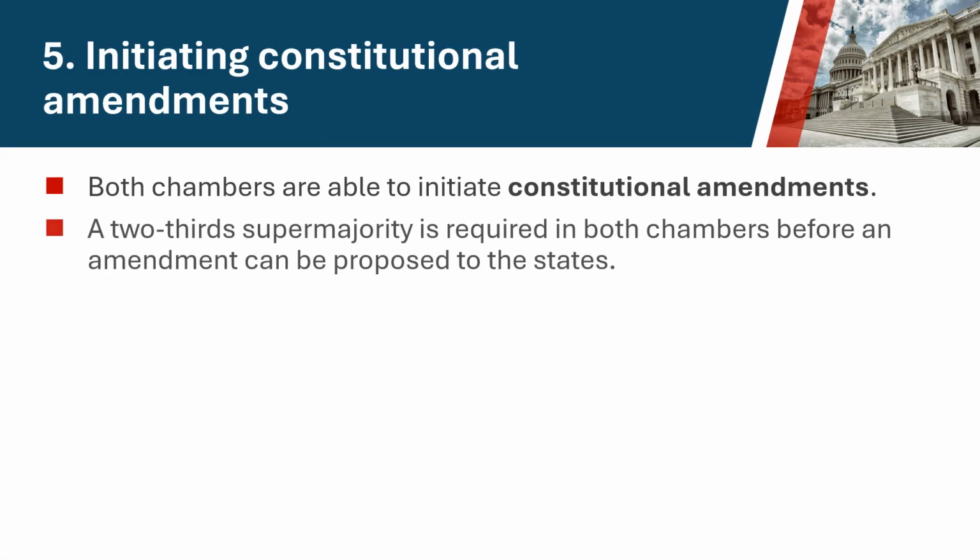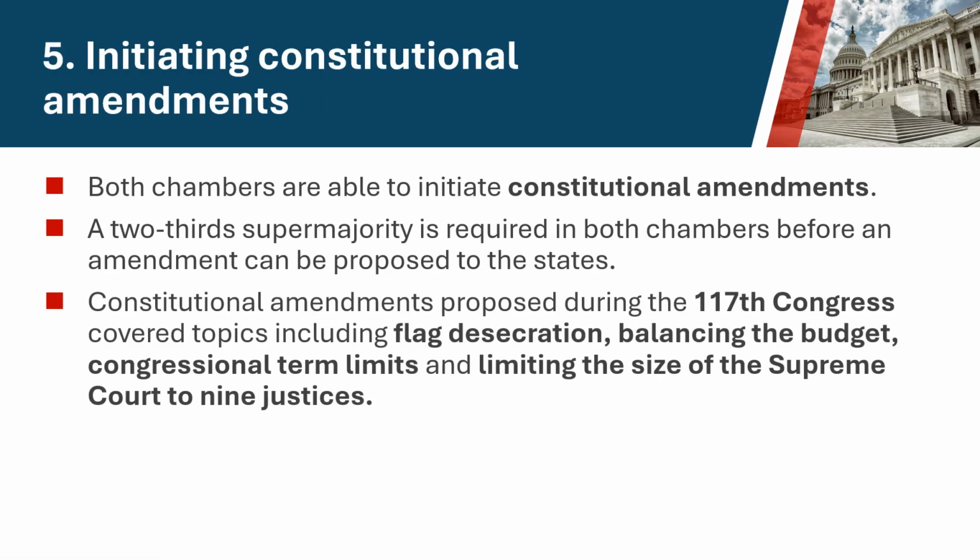Fifthly, initiating constitutional amendments. Both chambers are able to initiate constitutional amendments, passing these with a two-thirds majority. Constitutional amendments proposed during the 117th Congress covered topics including flag desecration, balancing the budget, congressional term limits, and limiting the size of the Supreme Court to 9 justices. As we have analyzed in a previous lesson, successful amendments to the Constitution are very rare.